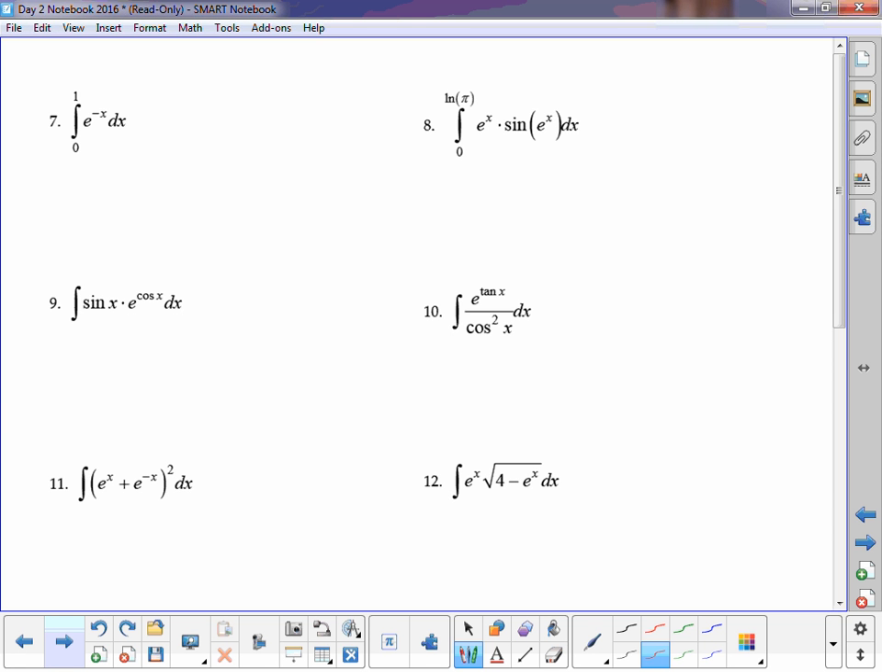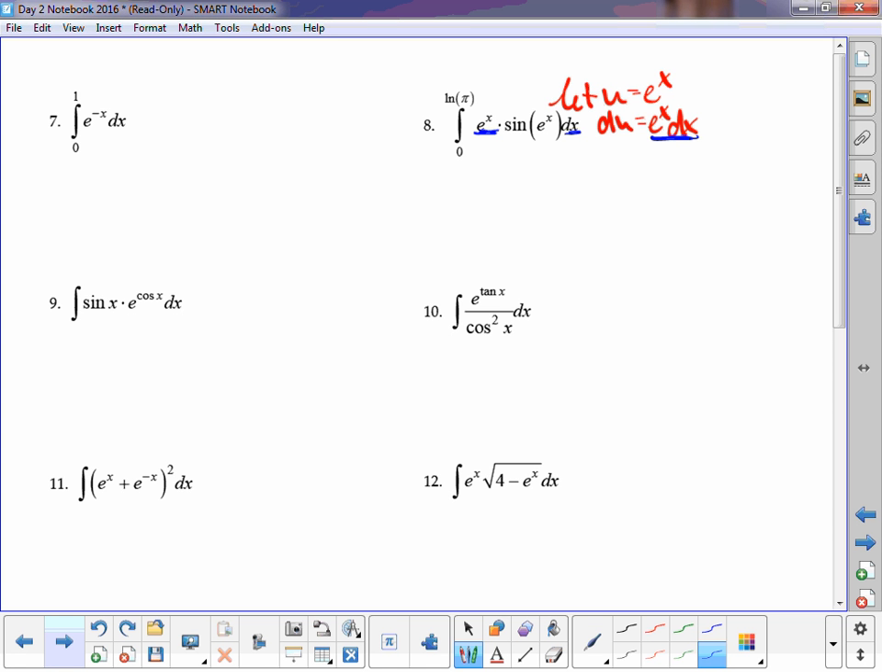What do you guys think we should let u be? What is my inside function? E to the x. E to the x is inside of our sine. So let's let u equal e to the x. What would du be then? E to the x dx. And if we look, e to the x dx is indeed represented within my integral. So remember, you want to make sure that what you're choosing for u, its derivative is somewhere within your integral.